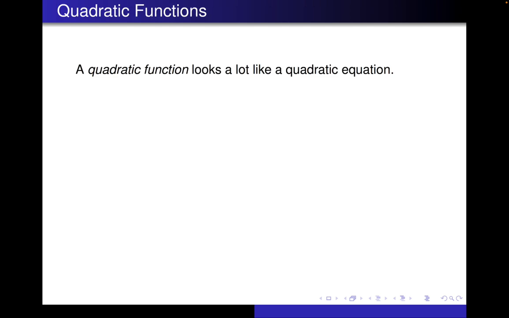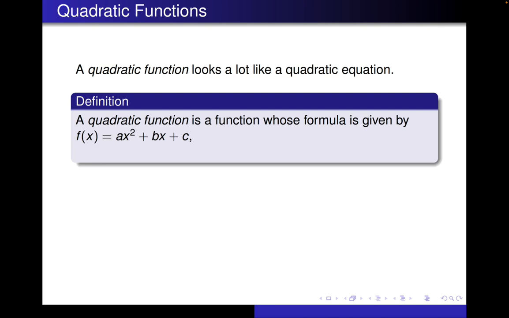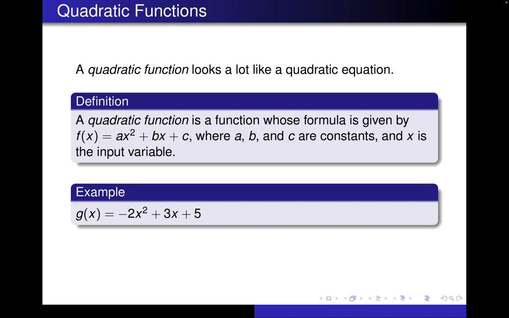So first of all, a quadratic function doesn't look a whole lot different than a quadratic equation. The only difference is it's a function rather than something that's equal to 0. So a quadratic function has the form, at least its formula has the form, f of x equals ax squared plus bx plus c, where a, b, and c are constants. And of course, x is the input variable for the function. So as an example, g of x equals negative 2x squared plus 3x plus 5. That would be an example of a quadratic function.